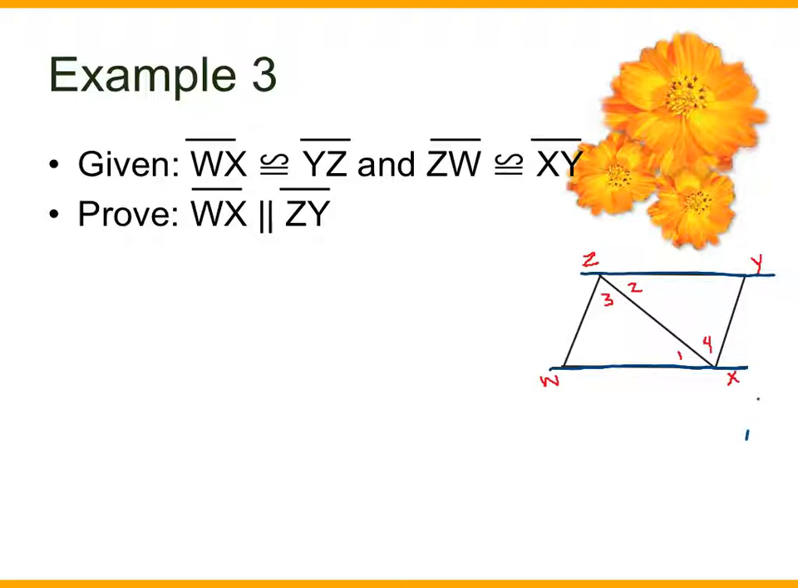If 1 and 2 were congruent, would those lines be parallel? Does that make sense? So I got to get to the point where 1 and 2 are congruent. 1's in one triangle, 2's in the other one. So let's prove these triangles congruent. Once they're congruent, then I can use alternate interior angles.